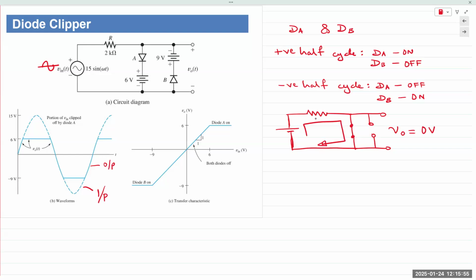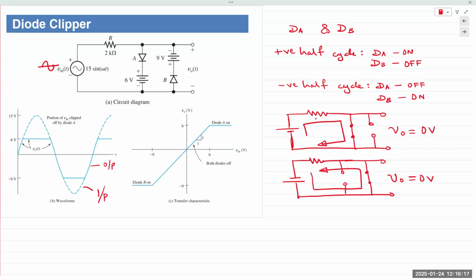Same thing happens in the negative half cycle. The other diode is forward bias, so the circuit looks like this. A is off, B is a short circuit. The result is V out is 0 volts. Current simply has a pathway in this direction. So in both cases, the output is 0. Let's take a pause while you think over this and let me know if you have any questions.